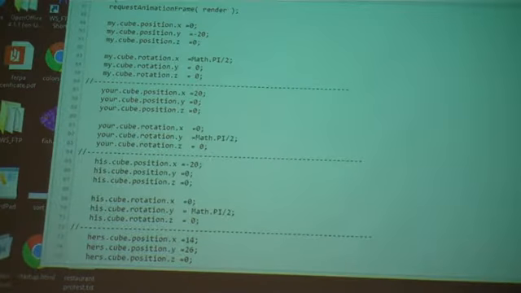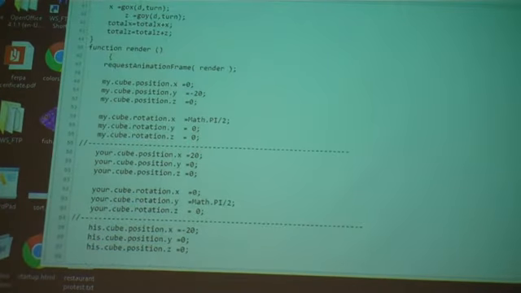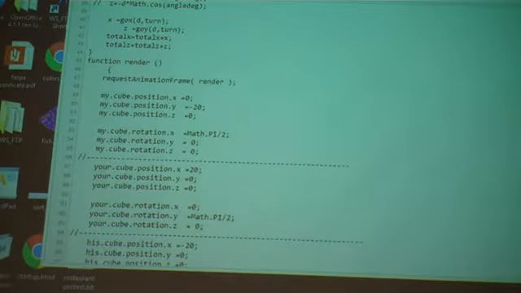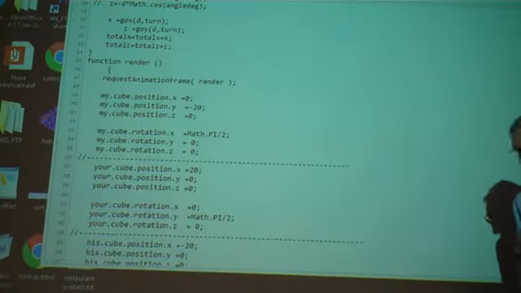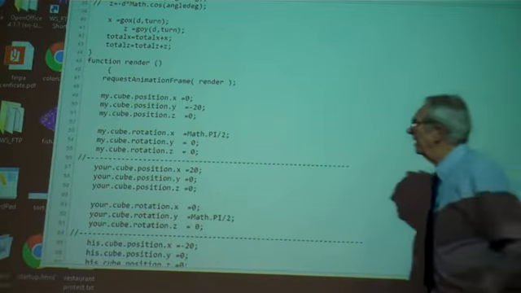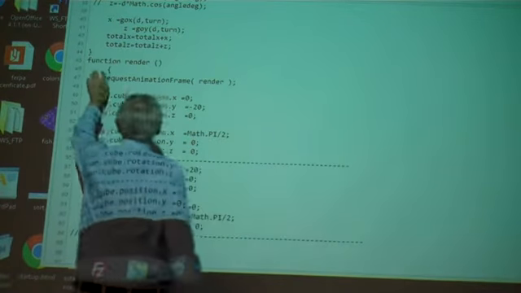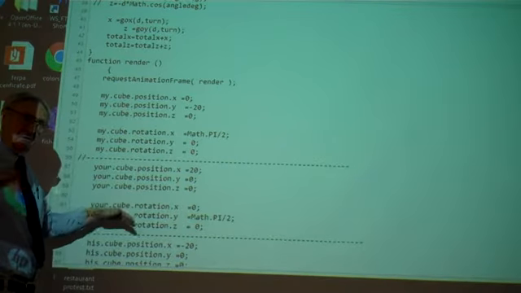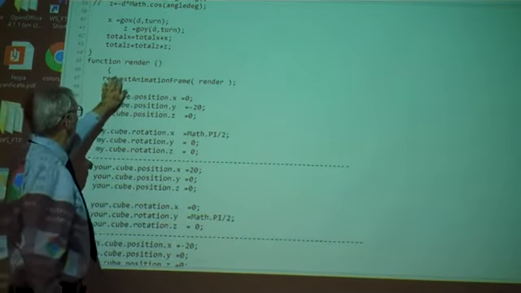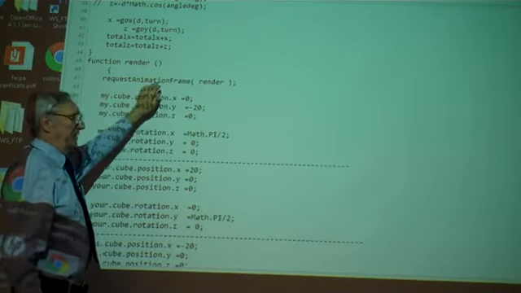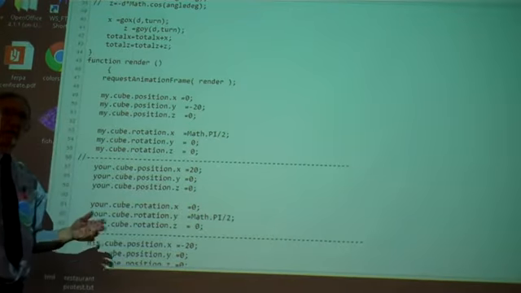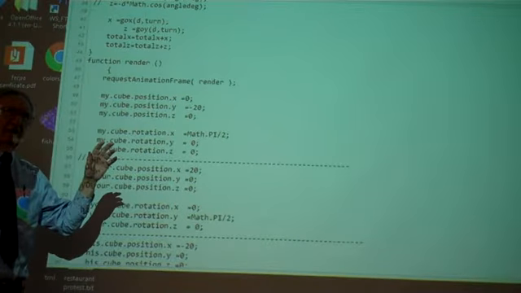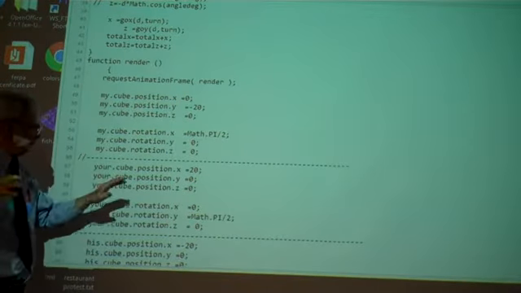Let me start right about there. Okay, first thing I did was, I had function render, which means from now on, everything here is going to be drawn on the screen. So I said, request animation frame render. What that does is, I want to animate this thing. In other words, if I move something, I want it to show me that.